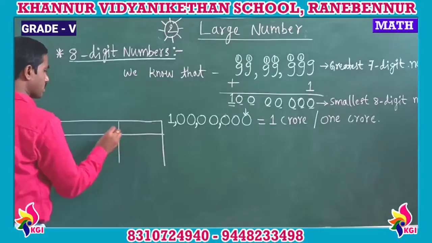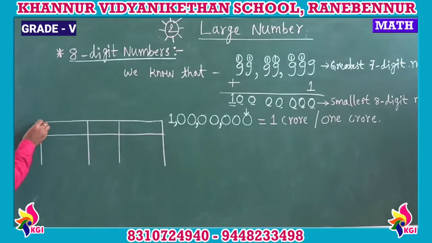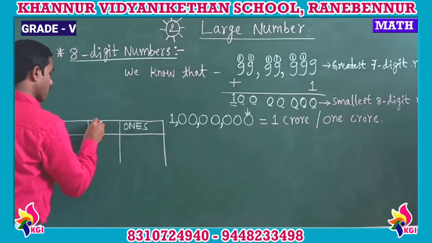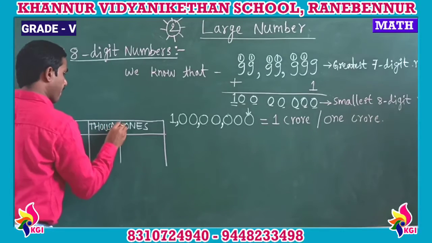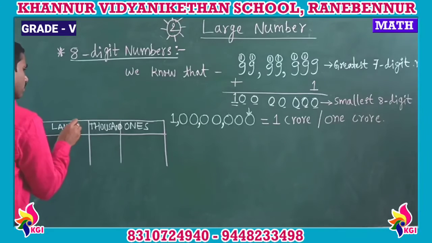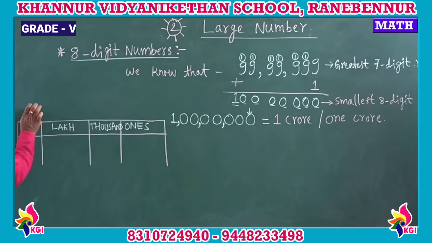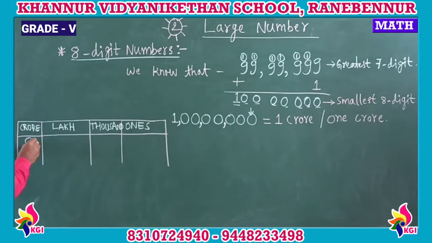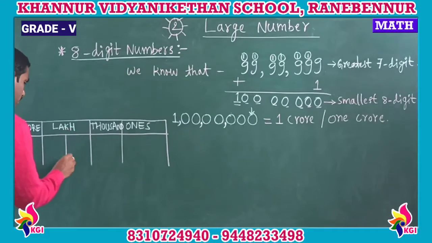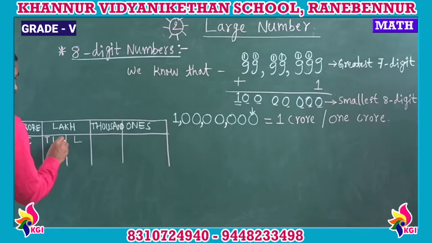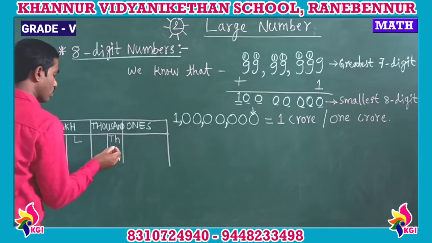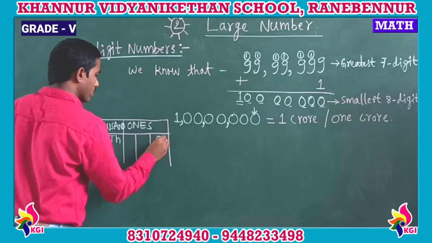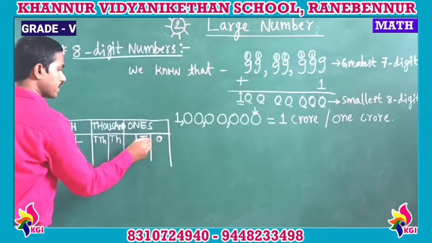Yes, my dear kids, I will show this number on the place value chart. Already we know this is the ones period, this is the thousands period, this is the lakhs period, and one more period will come, that is the crore period, C-R-O-R-E. In the crore period the place value is C, representing crore. In the lakh period there are two columns, lakh and 10 lakh. In the thousands period, thousands place and 10,000 place. In the ones period, three columns will come: ones, also read as unit place, tens, hundreds.